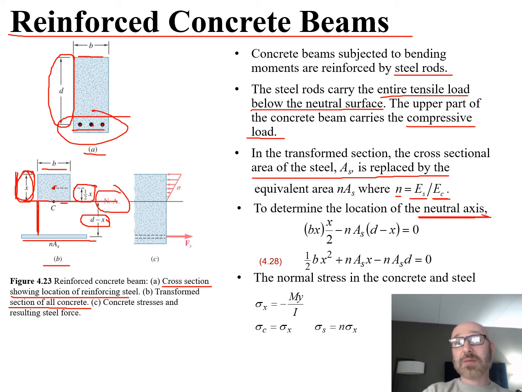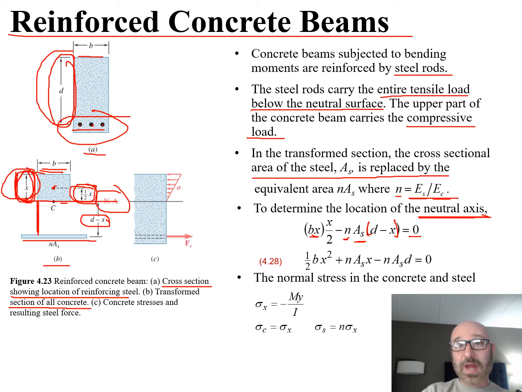What we can do is say b times x, so that width times the height of the top section of the concrete, which is down to the neutral axis, times x over 2, which is the distance to the centroid, minus n, the ratio between our elastic moduli, times A sub s, the area of the steel, times d minus x, where d is the total length over here, and again, x is the distance for the top section of the concrete, is equal to 0. Which now leads us to a simplified solution.